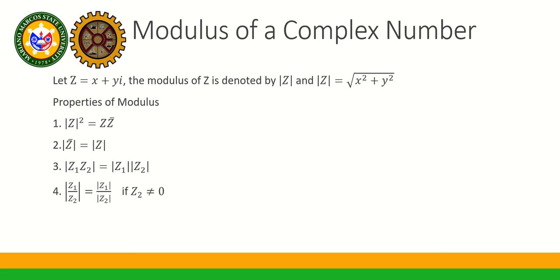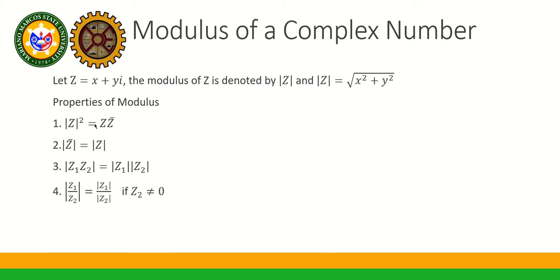So let z be equal to x plus yi. The modulus of z is denoted by the absolute value of z, and is equal to the square root of x squared plus y squared. So that is the modulus. Modulus of a complex number is the non-negative square root of x squared plus y squared, or it is the absolute value of the complex number z. So, properties of modulus.